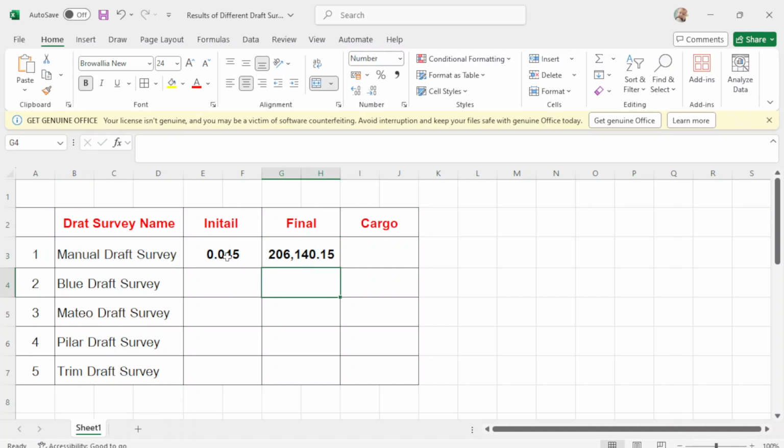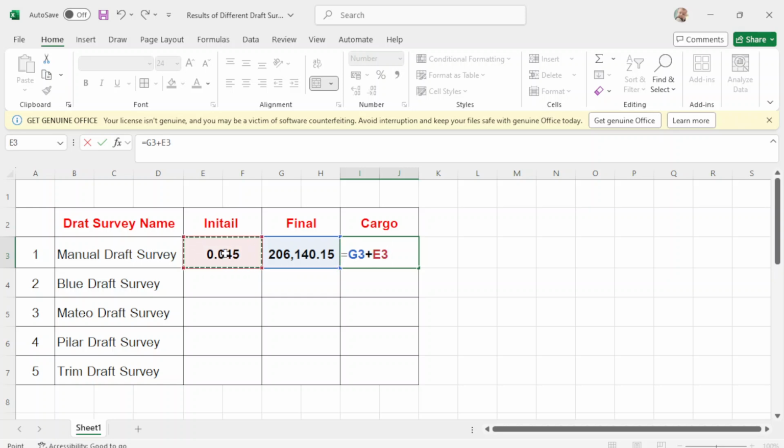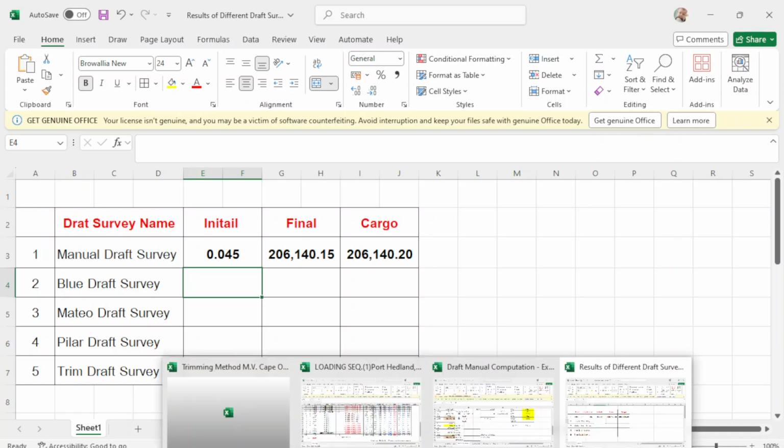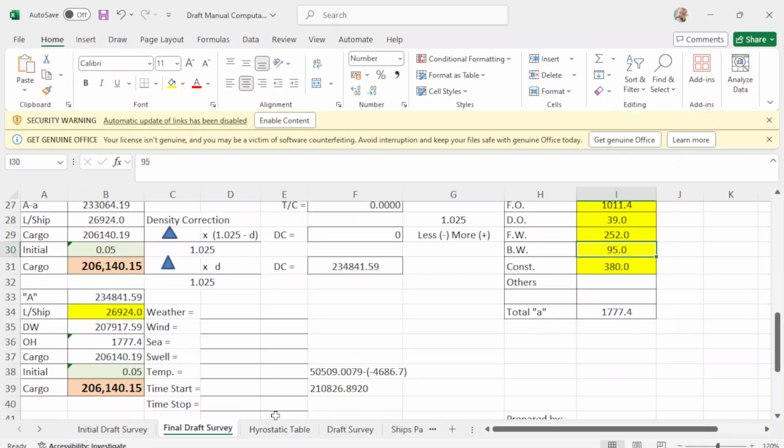It says you have more cargo here. I'll just put equals, click the cell, then you add this one, and that will be 206,140.2. Okay. Then we go to the next draft survey, the initial. The next draft survey will be this one.